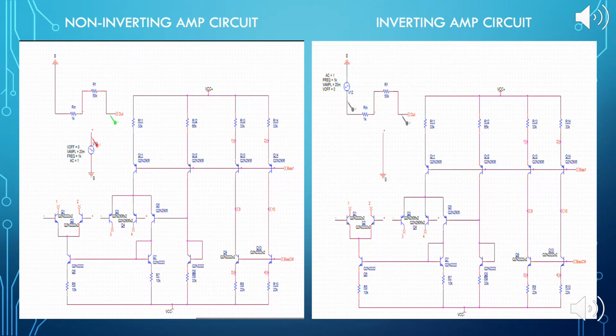So for the analysis, I did a non-inverting amp and an inverting amp, and these are the 2 circuits that I used to get the data that I needed when I ran the simulation.